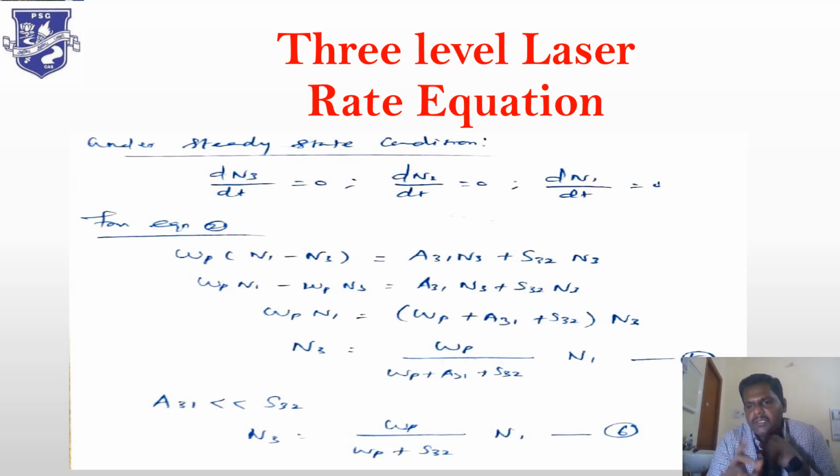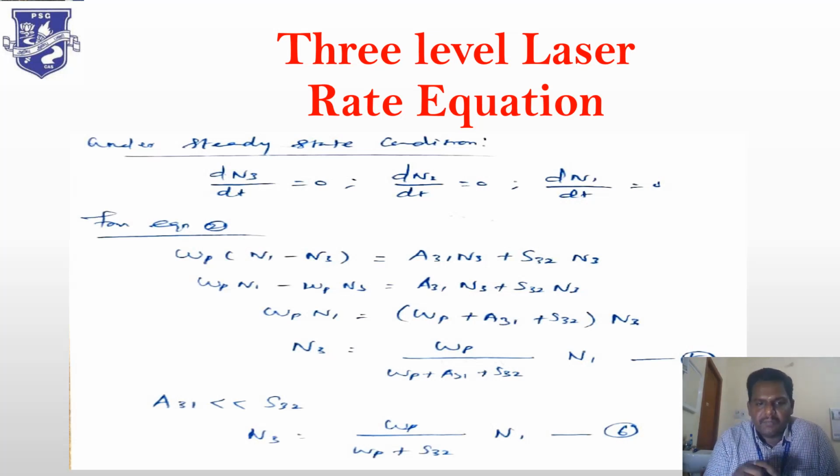There are two coefficients used in writing this set of equations. One is A32 and the other is S32. Both relate to emissions, but A32 helps us to achieve non-radiative transitions. S32 helps us to achieve stimulated emissions. Mostly this S32 transition helps us to achieve lasing action.